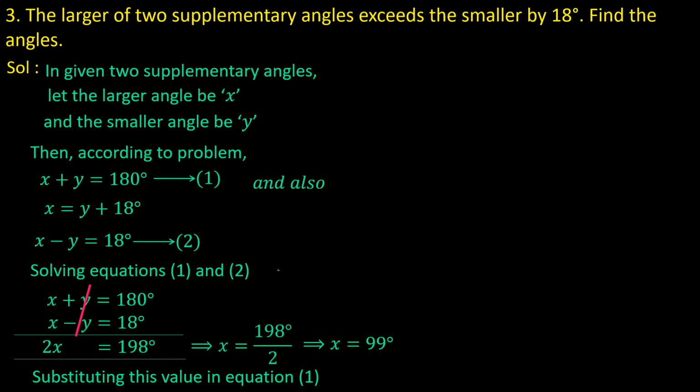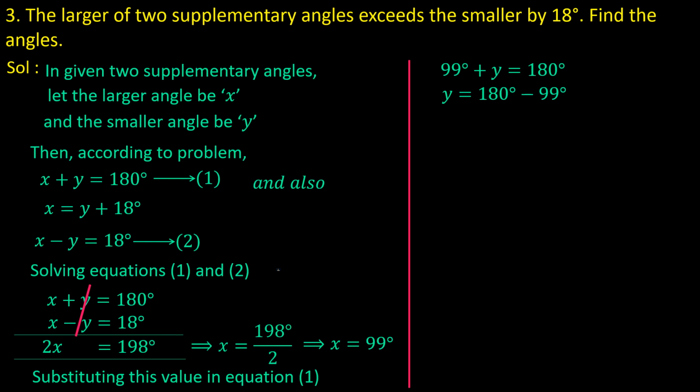Now substituting this value in equation 1, what is equation 1? x plus y equal to 180 degrees. If we substitute x equal to 99 degrees in equation 1, 99 degrees plus y equal to 180 degrees, and from this y equal to 180 minus 99, which is 81 degrees. So the larger angle x equal to 99 degrees and the smaller angle y equal to 81 degrees. So the angles are 99 degrees and 81 degrees.